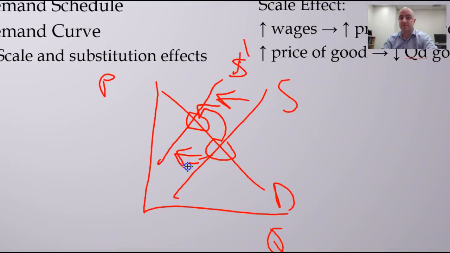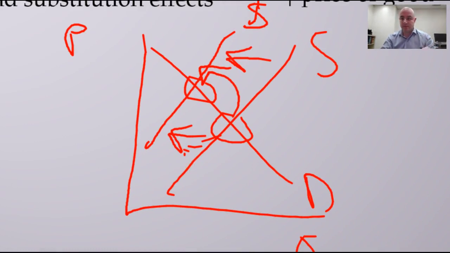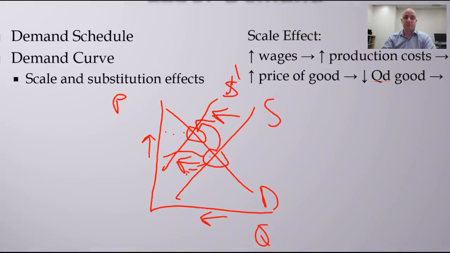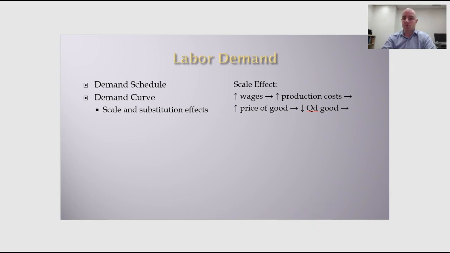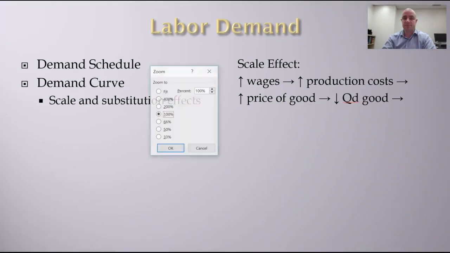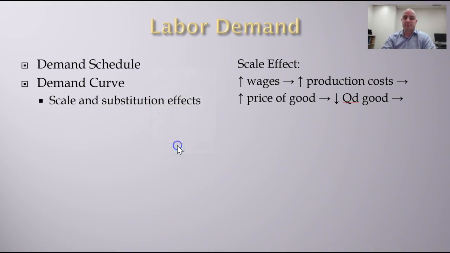And so the price of the good is going to go up, and the quantity demanded is going to go down. So again, wages go up, the production cost goes up, which drives up the price and down the quantity demanded of the good. So there's less units of the good that are demanded. All right, so this is the product.